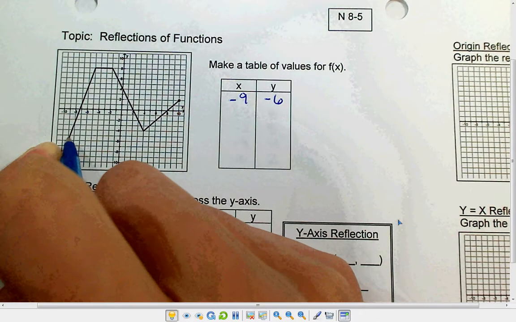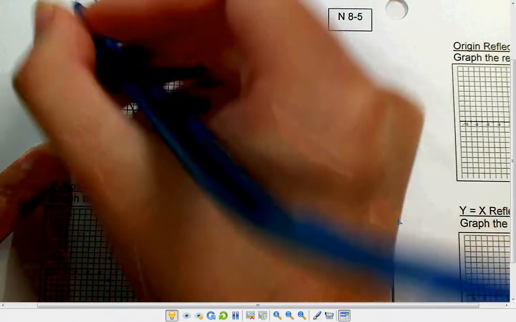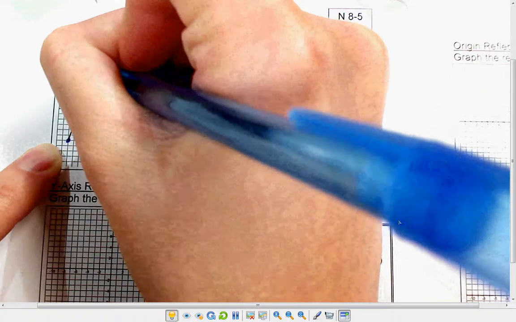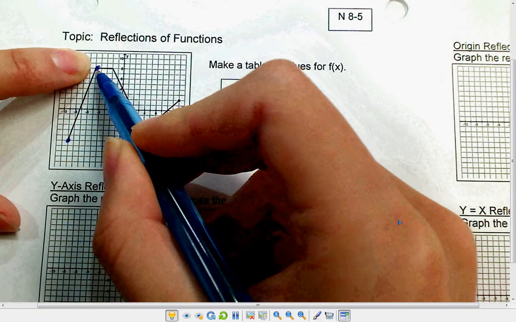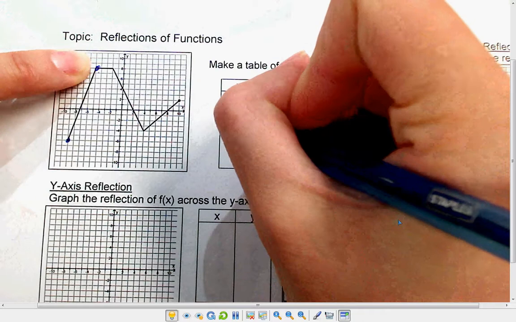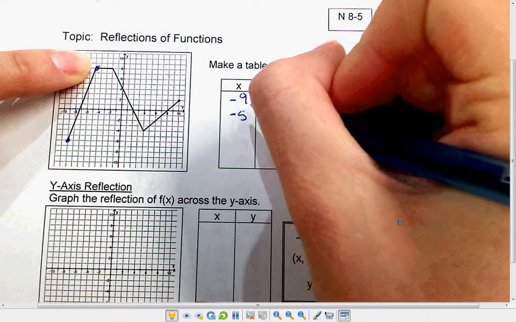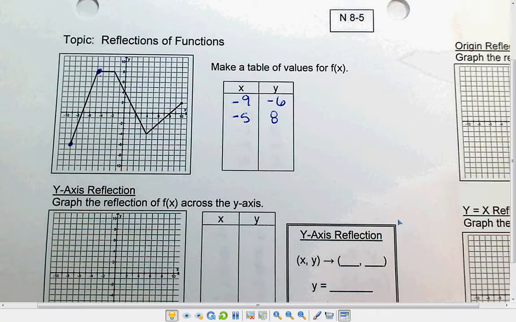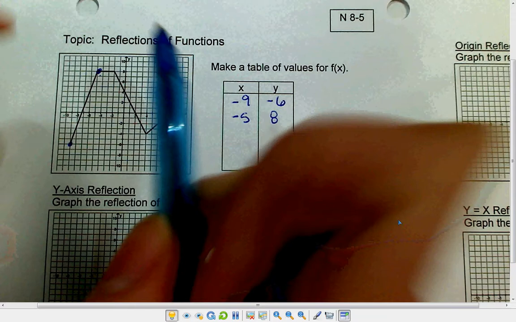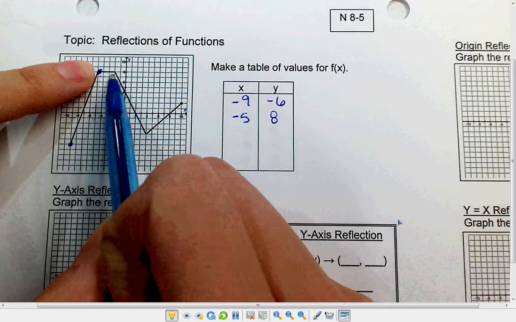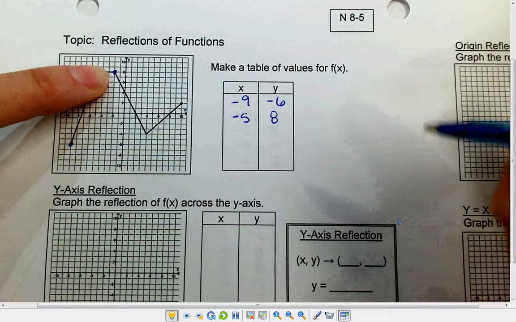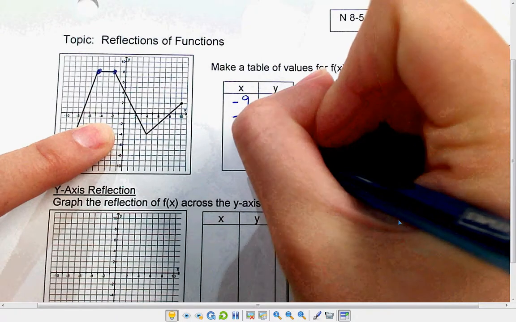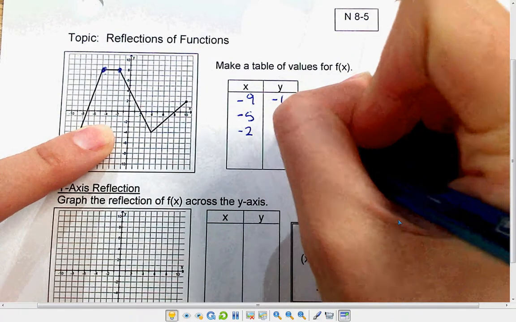From here the graph is increasing, and the next important point is where it changes from increasing to constant. So this is the next point I'm going to plot. This is an x value of -5 and a y value of 8. Now the graph stays constant up until the next point, which is right here. That's our next important point. This is an x value of -2, y value of 8.